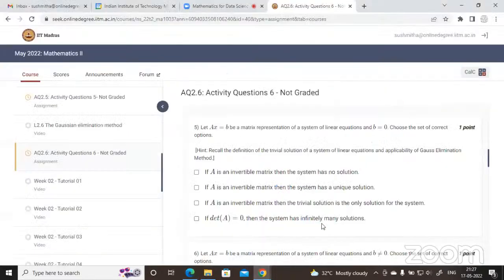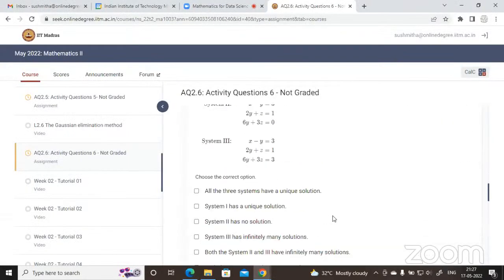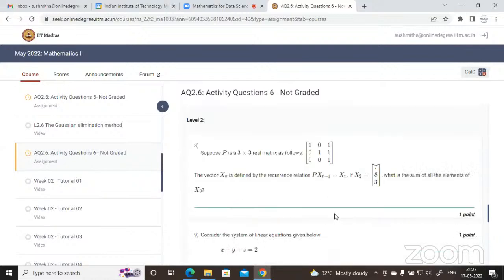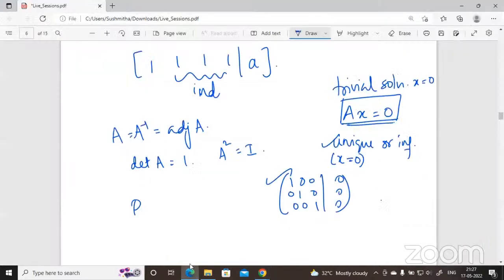Ma'am, 8 and 9 also. Suppose P is a matrix, okay. X naught is a vector, okay. Find the sum of elements of X, okay. You have a relation P xn minus 1 is equal to xn.